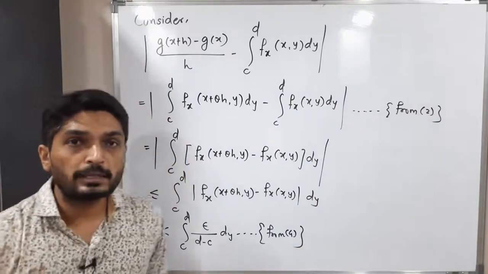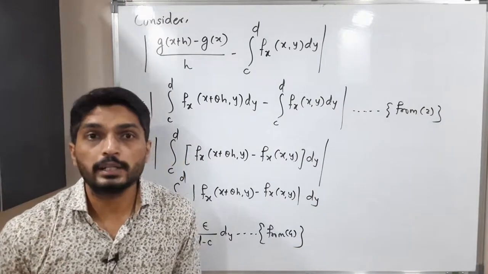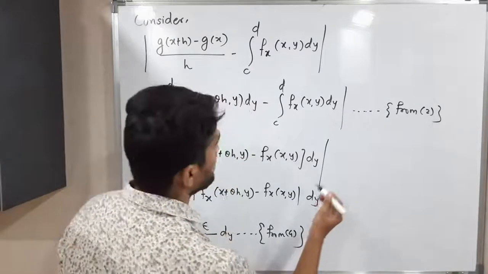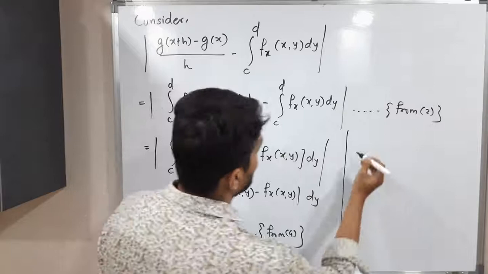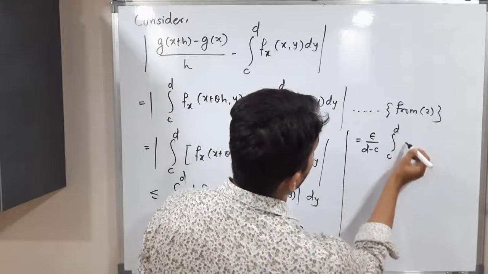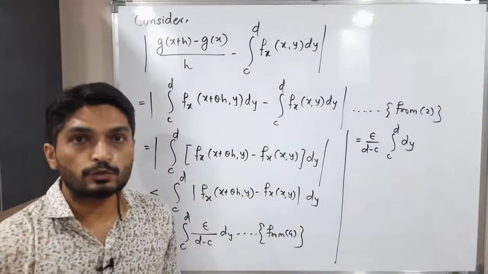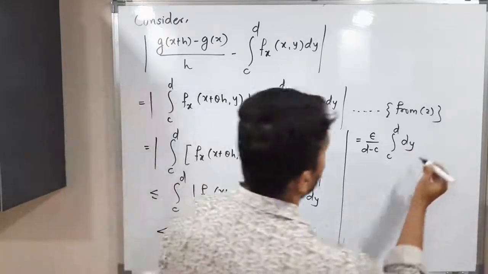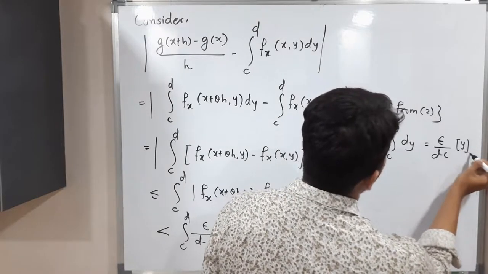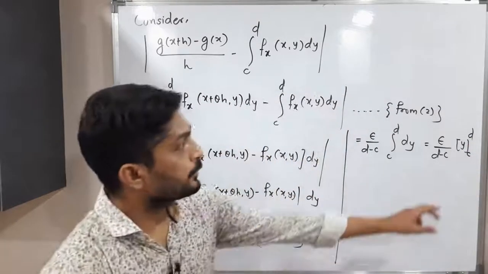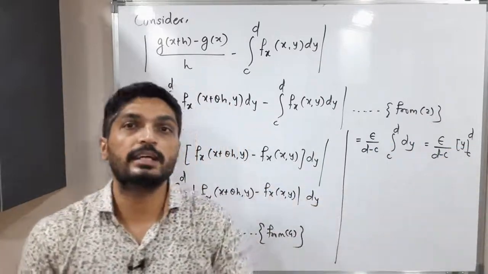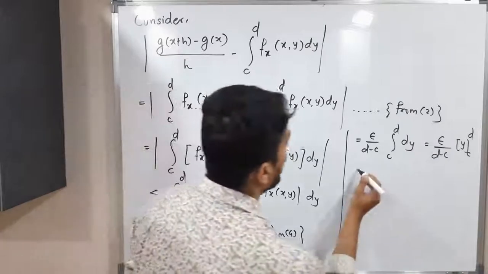Epsilon by d minus c is a constant. So when we solve the integration, we take the constant outside. So let me take epsilon by d minus c outside, which is equal to epsilon by d minus c times integration c to d of dy. What is the integration of dy? y. So this is equal to epsilon by d minus c times y from c to d. When you put the upper and lower limits, you will have d minus c. This d minus c will cancel, and simply we have epsilon.